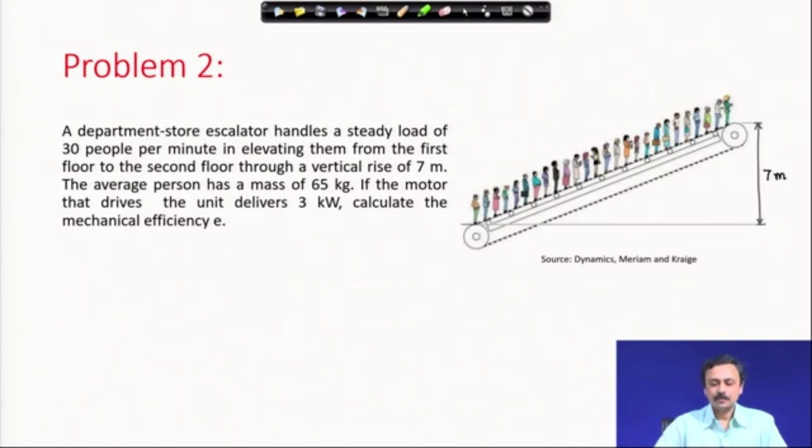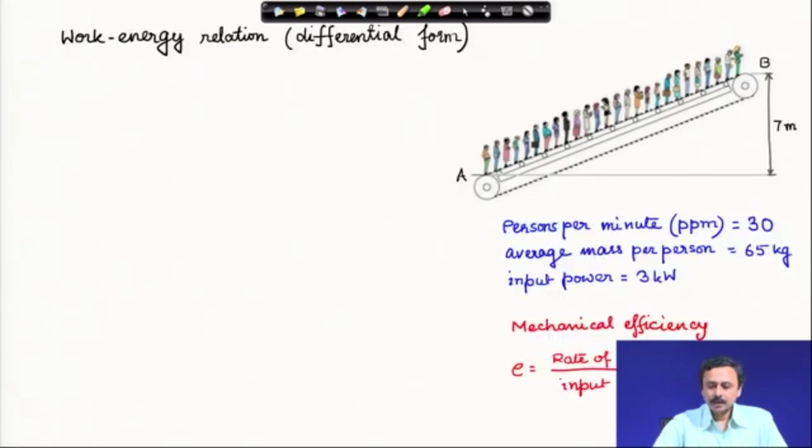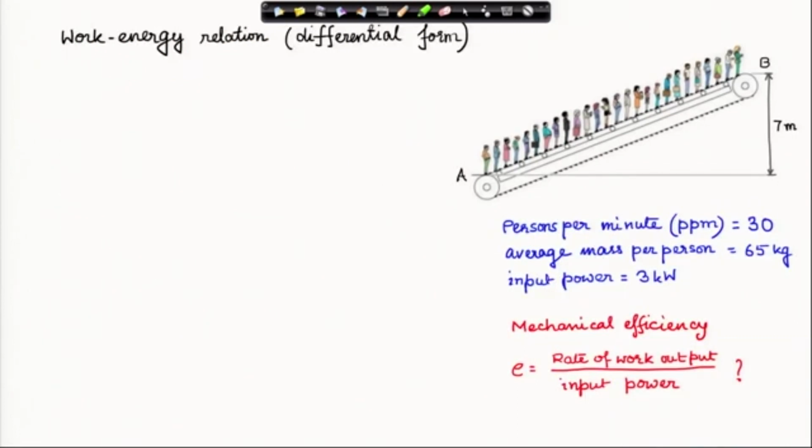This is a problem from the textbook of Meriam and Craig. You have seen such escalators in department stores, at airports, etc. And here there is a tacit assumption that it is constantly delivering people, 30 persons per minute, each weighing 65 kilogram average. We have to find out the mechanical efficiency. How is it defined? It is the rate of work output divided by the power input, and that is what is unknown, and we have to calculate that.